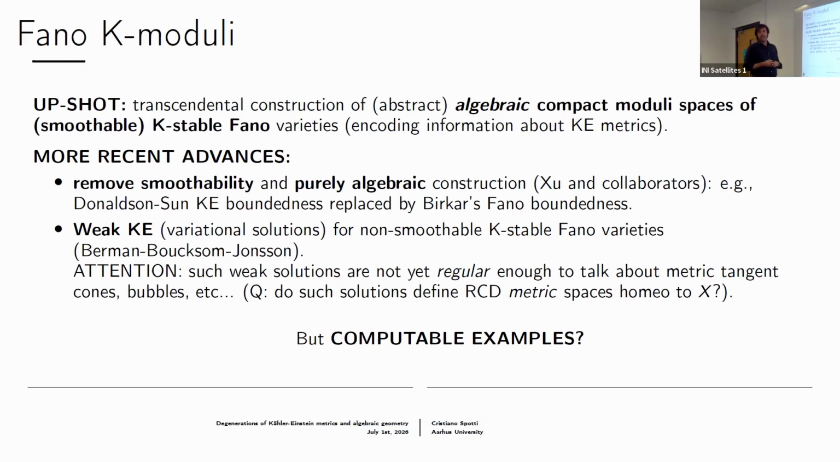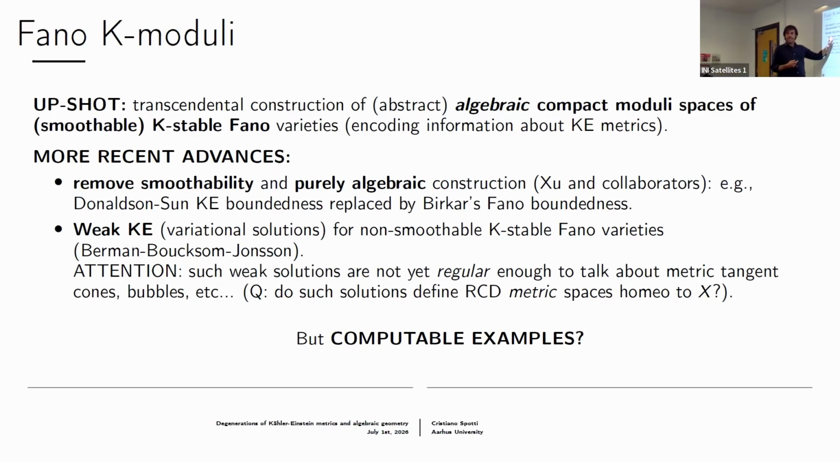For instance, this construction of the moduli space, where you focus only on the algebraic side, can be done purely algebraically. So you can, in particular, remove smoothability in this approach, and the construction can be done algebraically, as Jiang, Xu, and collaborators have done. And there is some replacement: the Donaldson-Sun theory, a boundedness result for Kähler-Einstein metrics, is replaced by Birkar's BAB-type boundedness for the moduli space.